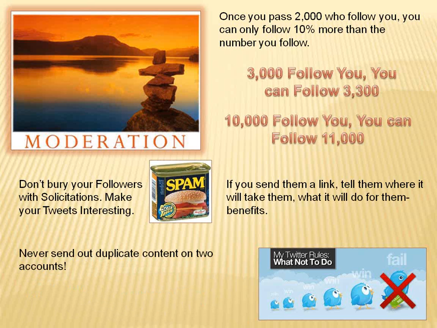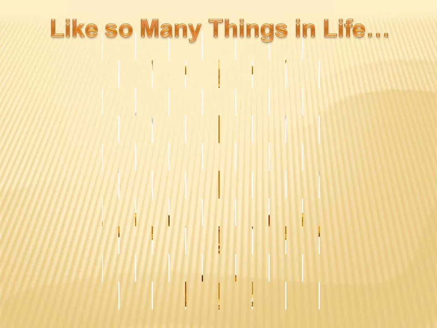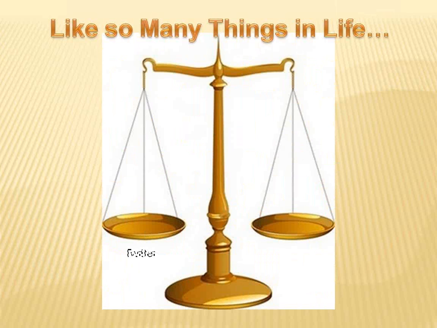Never, and this is important, never, ever, ever send out duplicate content on 2 accounts. The spiders will figure out you're doing that, and that's a good way to lose them both very, very quickly. So you want to be really cautious about this. You always want to add value when you're on Twitter. And again, moderation is the key. Like so many things in life, it's all about balance.